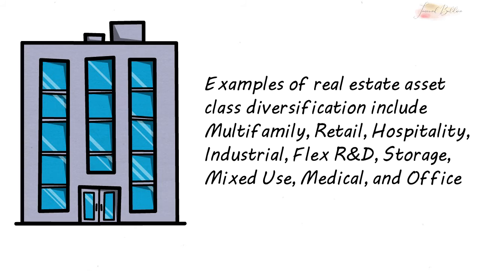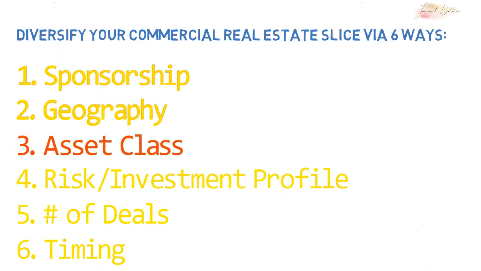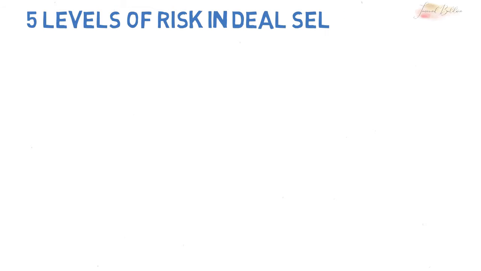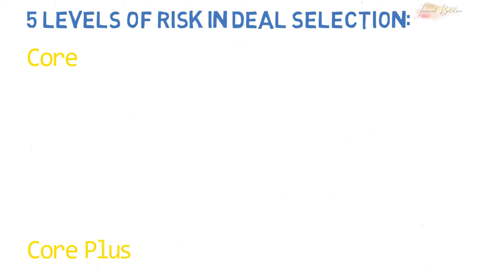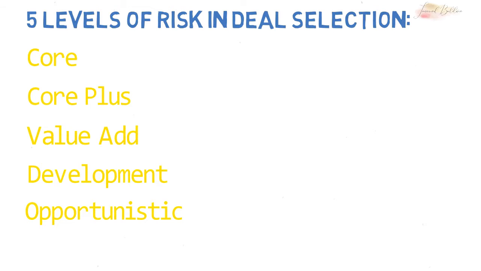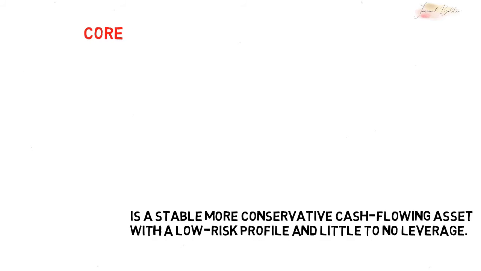In our goal to diversify our commercial real estate portfolio, we've discussed sponsorship, geography, and asset class. Now let's move into the 4th way, which is via risk/investment profile. The real estate industry characterizes deals into 5 levels of risk: core, core plus, value add, development, and opportunistic. Let's dive right into core. Core is a stable, more conservative cash flowing asset with a low risk profile and little to no leverage.